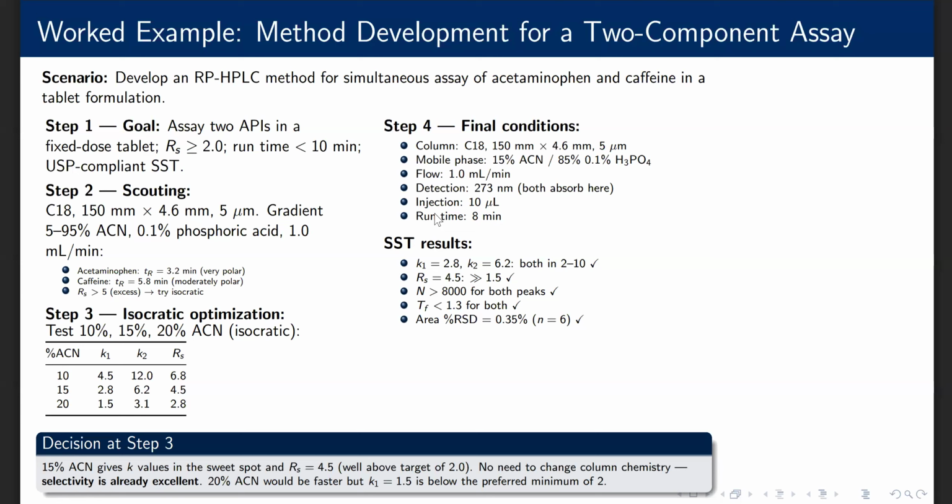The final method is simple and robust. Notice that we did not need to change the column or the pH. The default C18 with phosphoric acid buffer provided sufficient selectivity from the start. The SST results all pass comfortably. This example illustrates that many pharmaceutical assay methods are surprisingly simple once you follow the systematic workflow.